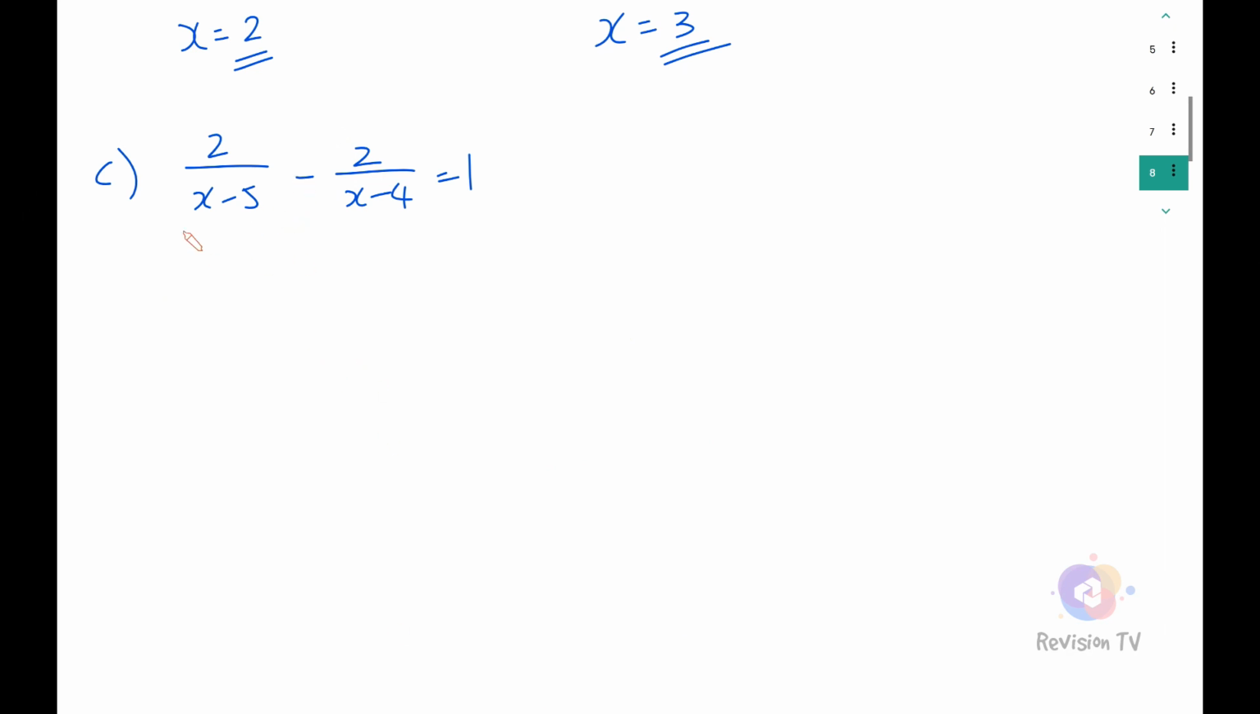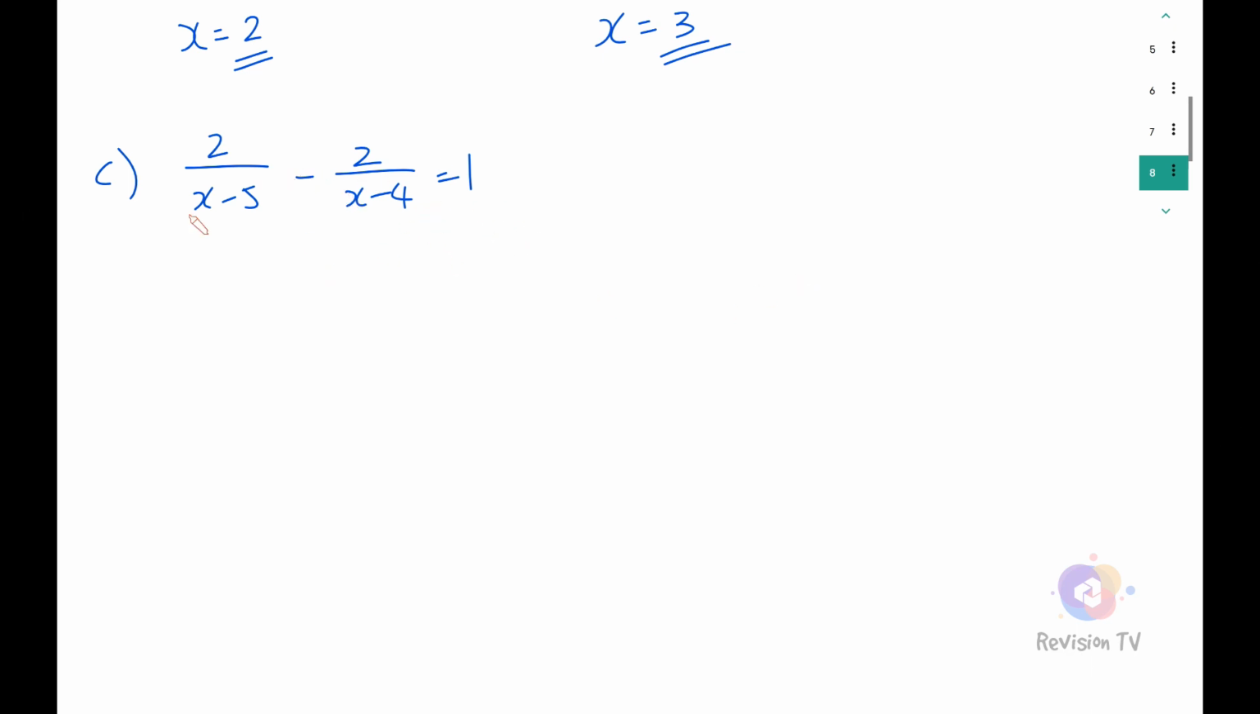Now this time, we have two fractions. We cannot just simply cross multiply. The reason being is you need to have one united fraction on the left hand side. So essentially what you have to do is simplify these two fractions, do the algebraic subtraction, what you've learned in part 1 of the lesson about simplifying these two fractions, and then we can cross multiply.